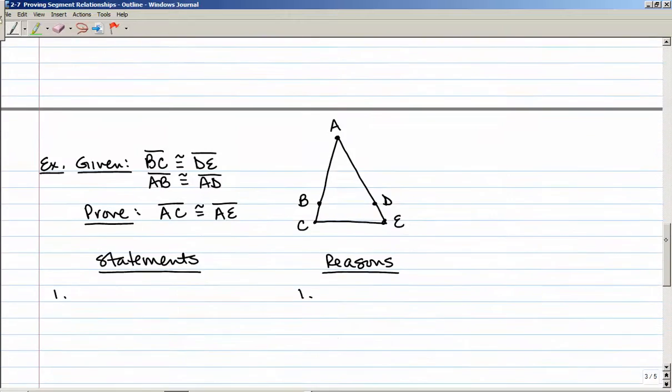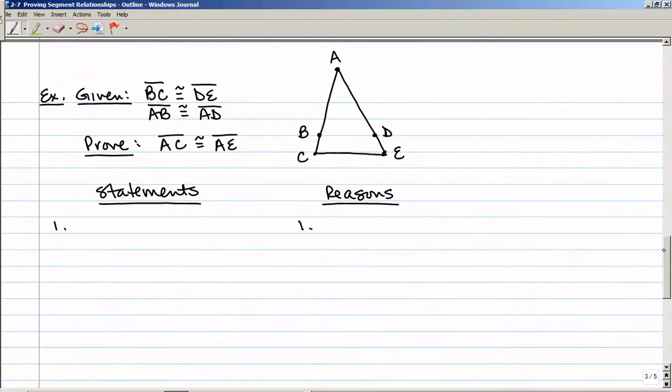Okay? Let's try another proof. This one gives us another diagram here. And in fact, it's a triangle. It's given that BC is congruent to DE. Let's mark that on the picture. BC is congruent to DE. It also says that AB is congruent to AD. So what we have to prove, so the two little ones on the bottom are congruent to each other, the two longer ones on the top are congruent to each other, and we have to prove that AC, the whole left side, is congruent to AE, the whole right side.